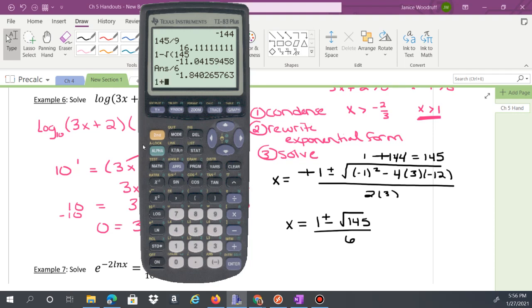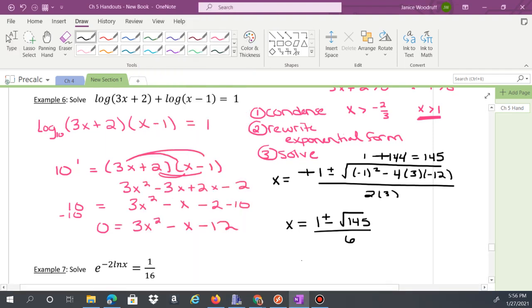But if I do 1 plus that value, then I'm okay. Yeah, it's greater than 1. So then I just throw out the negative. So the answer is 1 plus square root of 145 over 6.